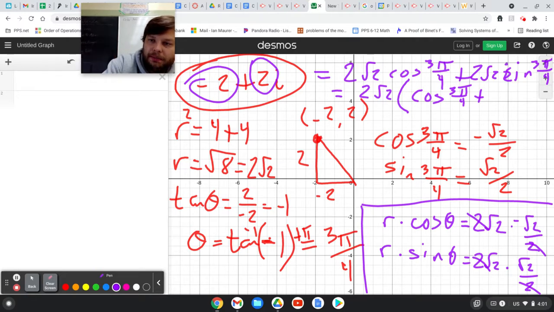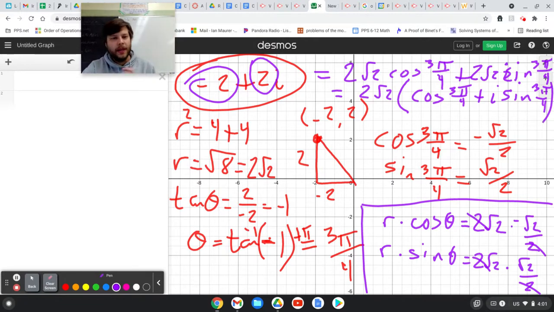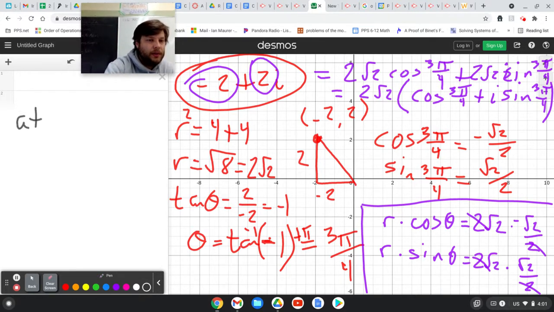So getting back to what I was saying, both of those terms, even though there's the i and the sine value, both have 2 root 2 in common. So you factor that out in front. So you have 2 root 2 times cosine of 3 pi over 4 plus i sine of 3 pi over 4. Okay. In general, what you can do is take any complex number, written as a plus bi, and you can represent that as r factored out of cosine theta plus i sine theta.